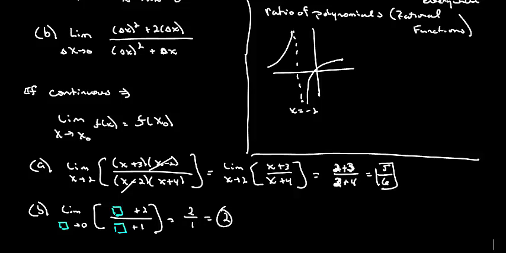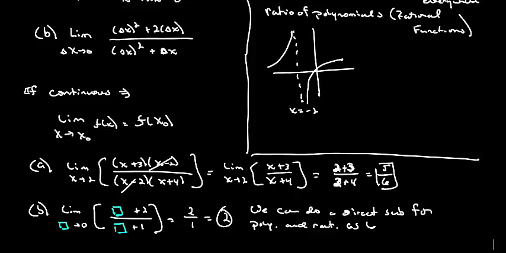So the idea is we can do a direct substitution for polynomials and rational functions as long as they're defined at that x value. So as long as they're defined.